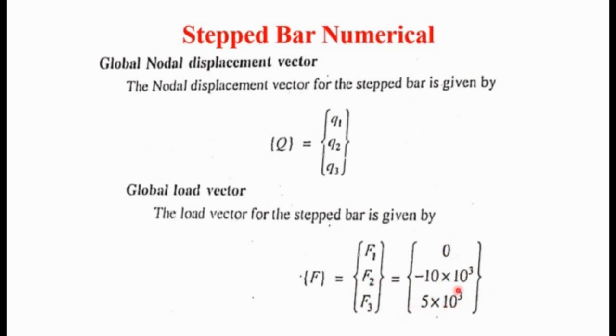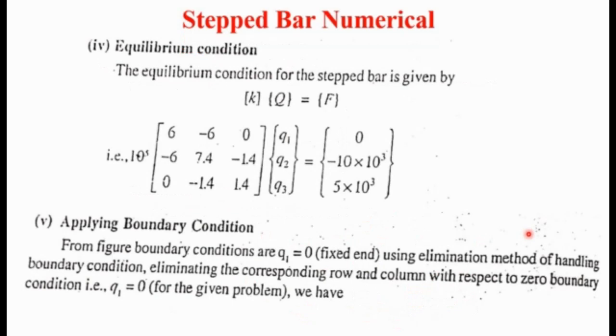It is along the x direction, so it is plus, and f2 is minus because it is in the opposite direction to the x direction. Minus 10 into 10 raised to 3. This is the global load vector. Now, the equilibrium condition.